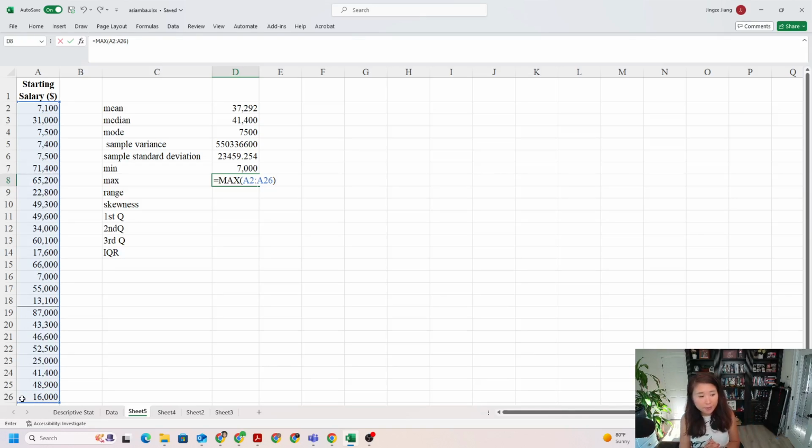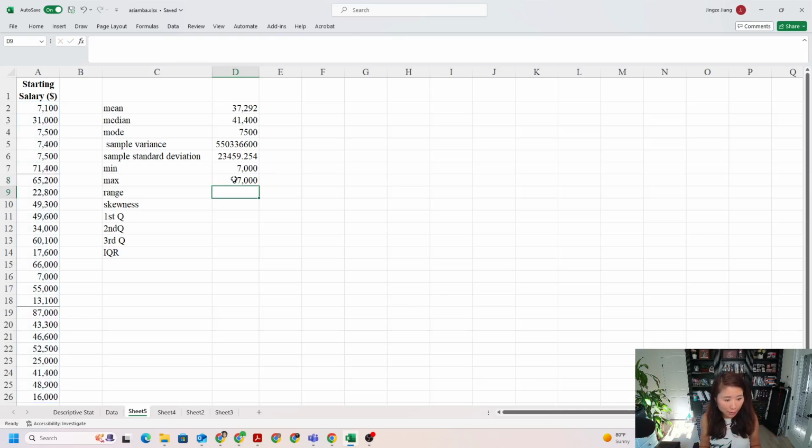Another thing, when you use an Excel formula, it does not matter whether it's capitalized or non-capitalized, you get the same result. So that's one good thing about Excel formulas. It doesn't matter whether it's capitalized or non-capitalized, you will enter the same formula.